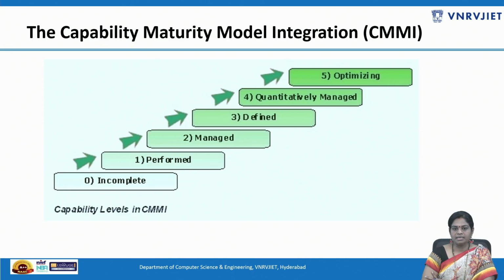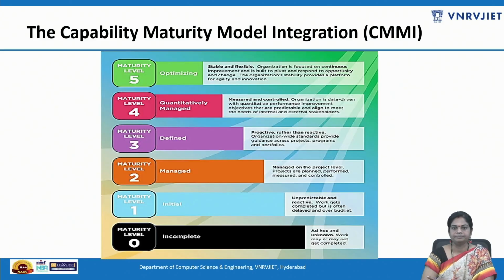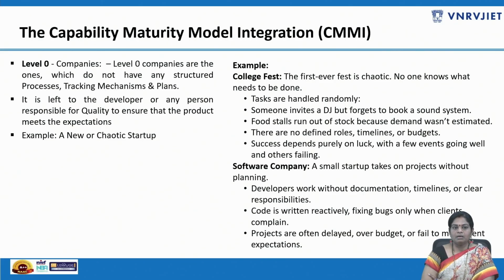So, let us move to the next slide. These are the capability levels in CMMI: incomplete, performed, managed, defined, quantitatively managed, and optimizing. This is another image I found, where a summary of all the information is mentioned. I would say it's a quick glance with info and also the levels. Let us start understanding from this slide all the levels in detail.